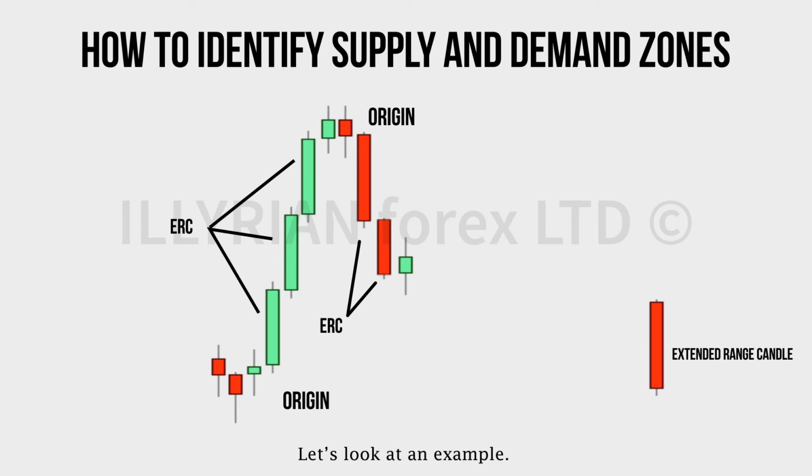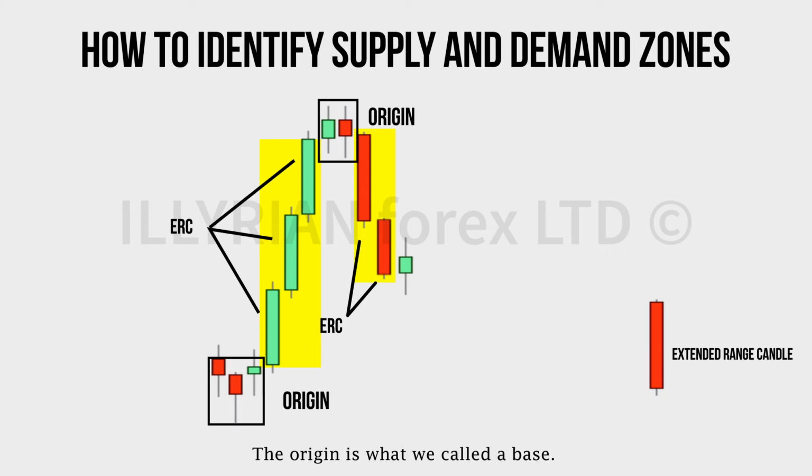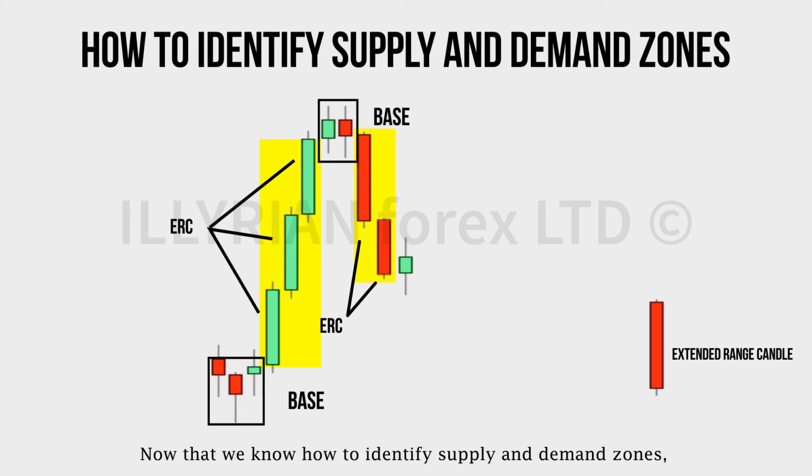Let's look at an example. In this example, we start at current price, and we look left to find a drop or a rally in price with at least one extended range candle. Once we identify an extended range candle, we identify the origin of the down move. The origin is what we call the base. The base is what we need to draw the zone. Now that we know how to identify supply and demand zones, we need to learn how to draw our supply and demand zones.